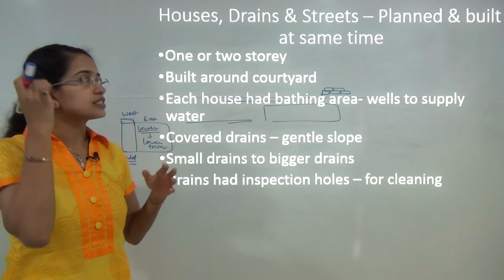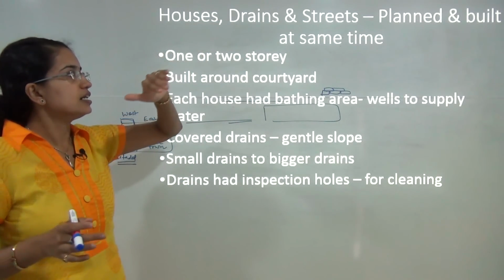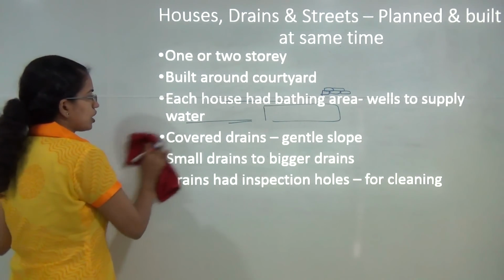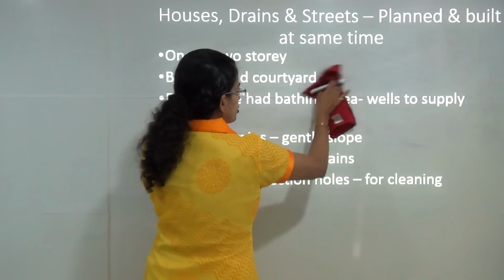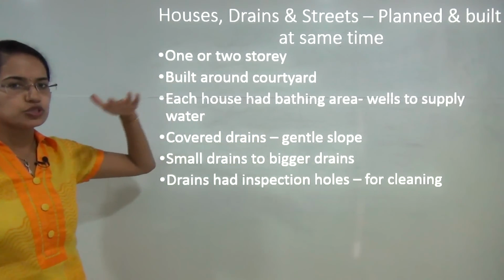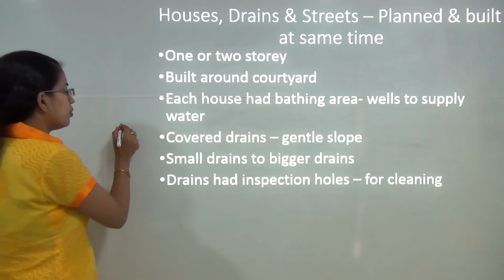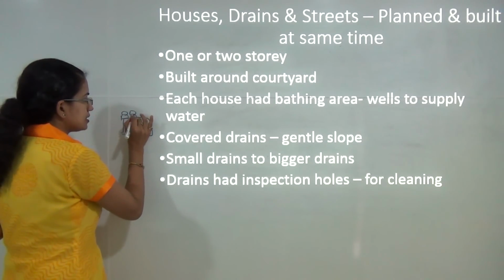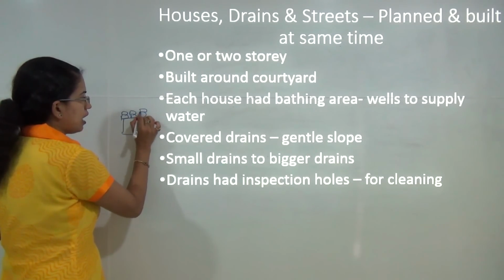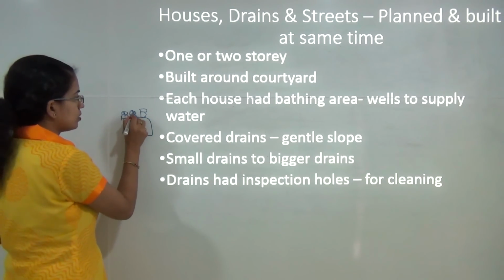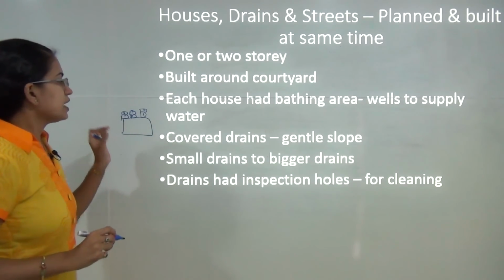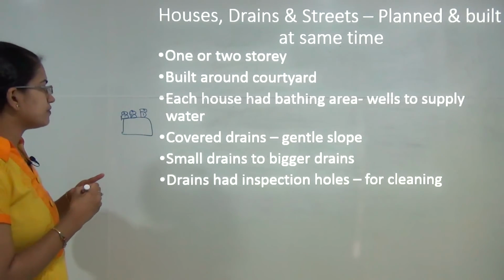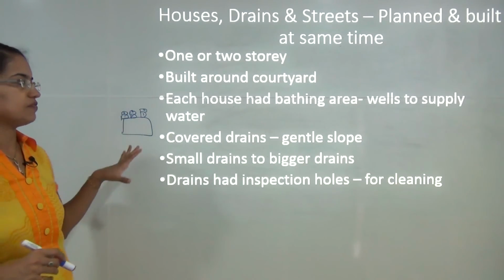Now, moving on to the structure of the houses, drains and the streets. Most of the houses were one or two storied houses, so either one floor or two floors. Most of the houses were built around a courtyard. Every house had its own bathing area, and you had wells that supplied water to each and every house.